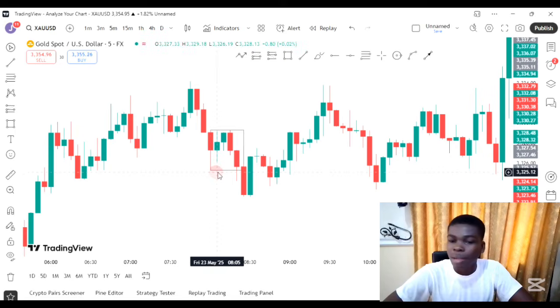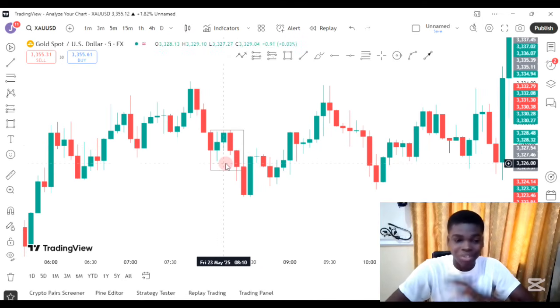Alright, so there's absolutely no pullback here. Although it looks like a pullback, right? Two candle pullback, of course, but there's absolutely no pullback here. Do not make that mistake. There's absolutely no pullback right here.